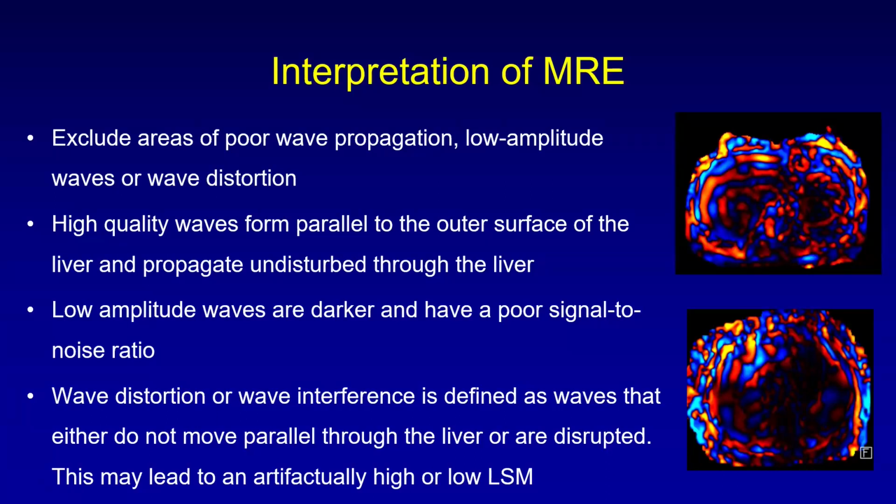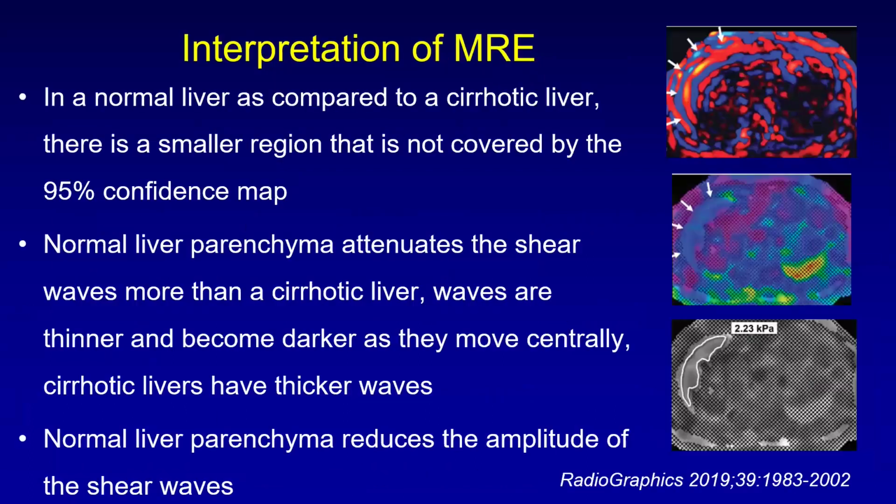As you go towards the center, it is becoming dark. Not that you can't read it, but the information that you get with this color wave map, and finally with the elastogram, is inferior to the one you'll get at the top. Wave distortion or wave interference is defined as waves that either do not move parallel through the liver or are disrupted, and this may lead to an artifactually high or an artifactually low LSM value.